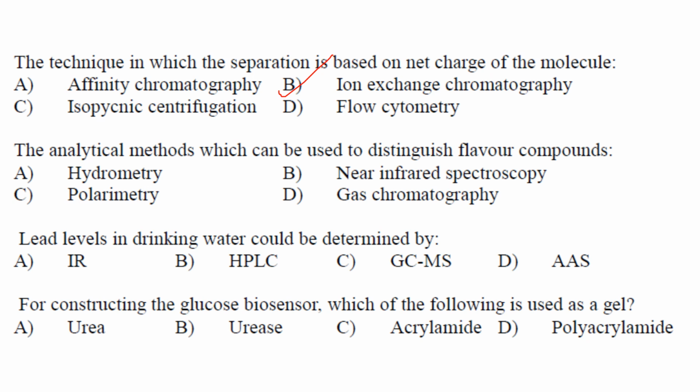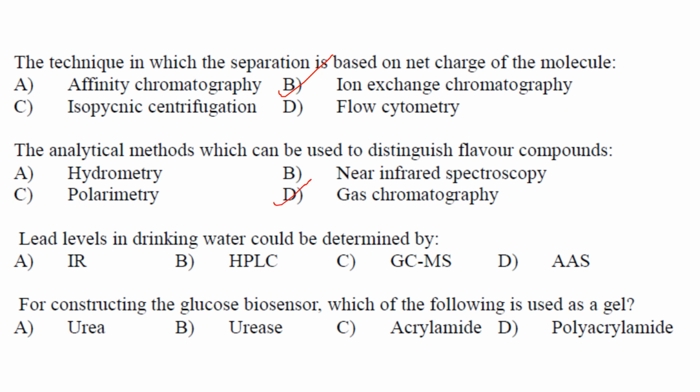Then next one. The analytical method that can be used to distinguish flavor compounds. Hydrometry measures water content and specific gravity. Near infrared spectroscopy is not used for flavor compounds. Polarimetry measures optical rotation, typically of sugars. So what is left out? Gas chromatography. So answer is option D.